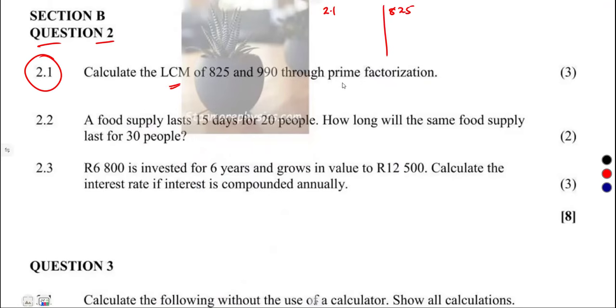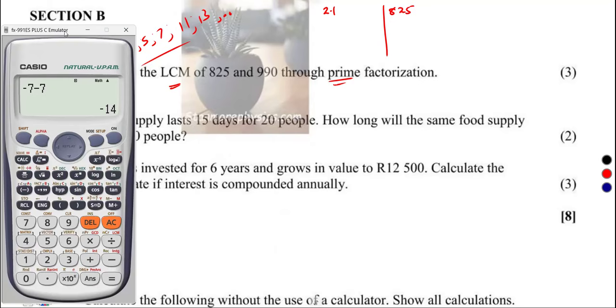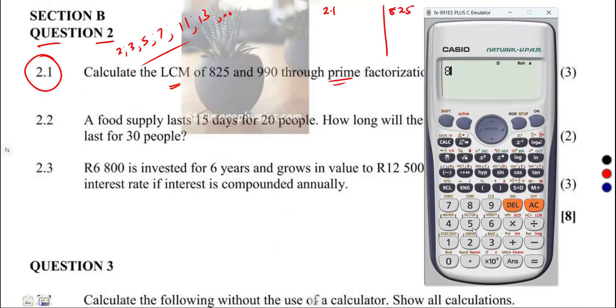Remember, prime factorization, prime numbers. You're talking about 2, 3, 5, 7, 11. These are the prime numbers that we do understand, and so on. So let us start with the smallest one, which is 2. It is not a prime factor here. We are not going to have an exact value. If you divide 825 by 2, it is going to give us a fraction. Remember, you're supposed to obtain an exact value.